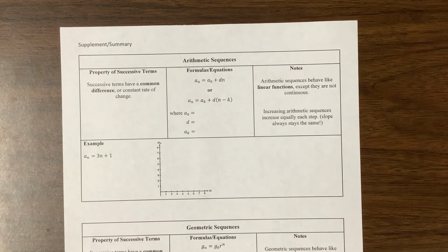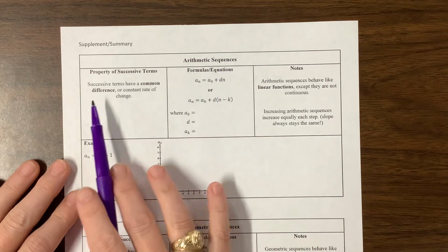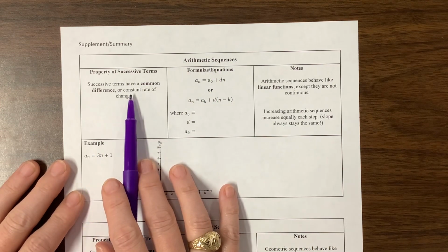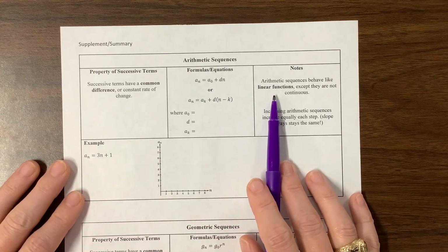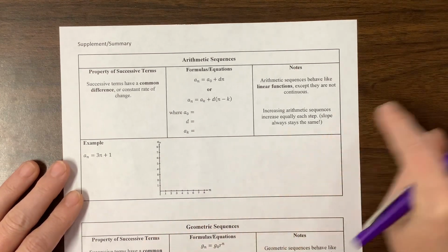This is a summary of what we were looking at with the arithmetic and geometric. So I wanted to talk through this a little bit. An arithmetic sequence, their terms have a common difference, and it's related to a linear function. They increase the same amount each time.